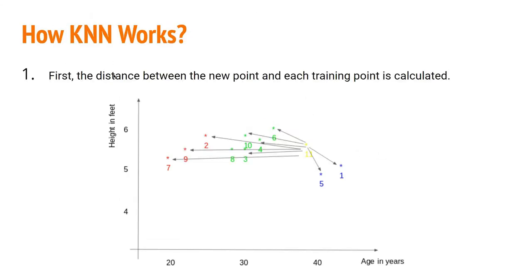Now see how KNN works. First, the distance between the new point and its training points is calculated. We have to calculate for 11, so we will see the distance from 11 to all the other points, and we will calculate the distance by many formulas, like Euclidean.